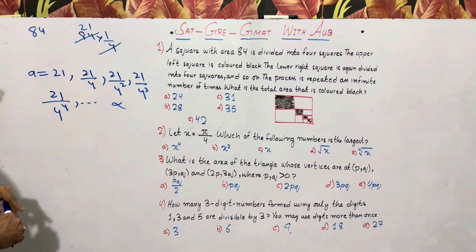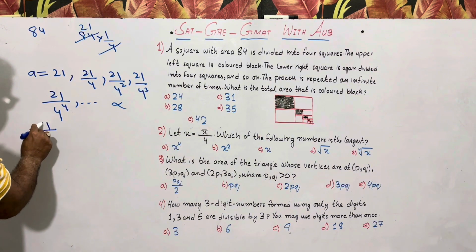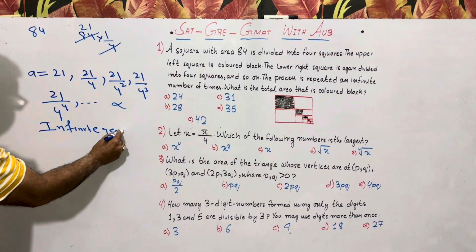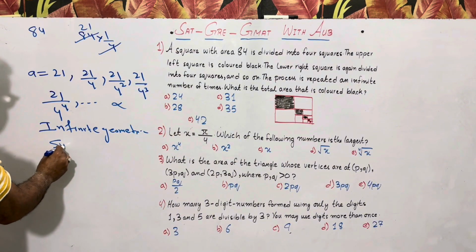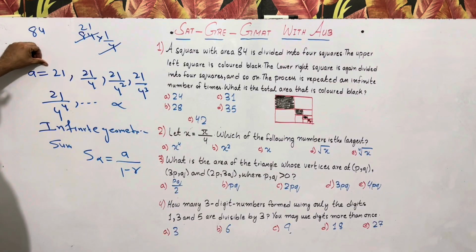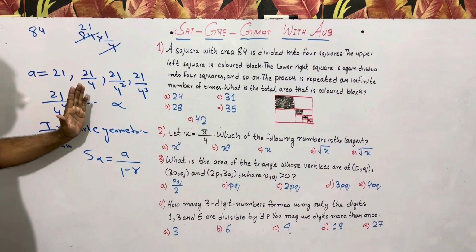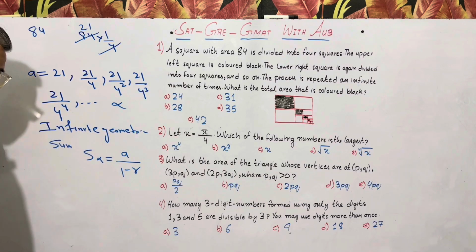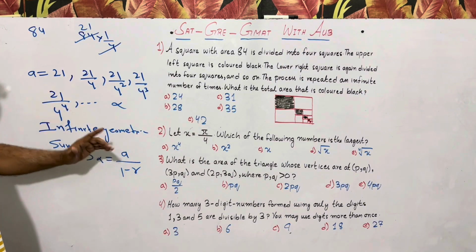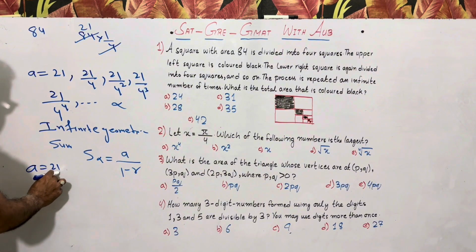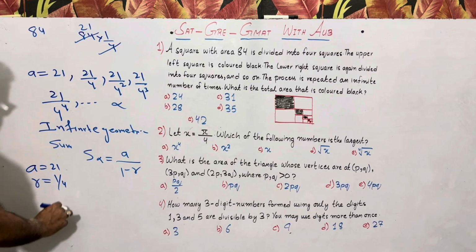If we get a glimpse of this one, it's our infinite geometric sum. Infinite geometric sum is given by a over 1 minus r, where a is the first term. The common ratio: we obtain each consecutive term by multiplying by 1 over 4, dividing by 4. So our first term is 21, and our common ratio is 1/4.